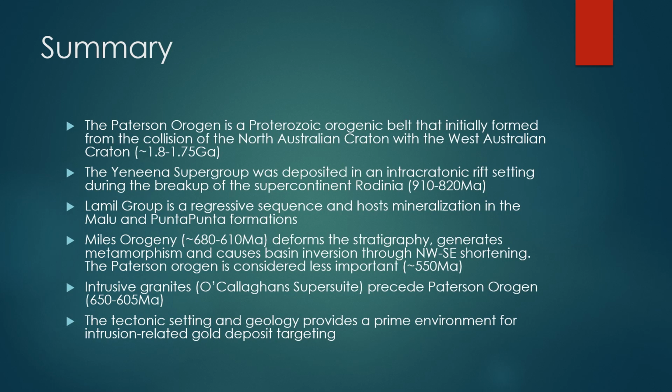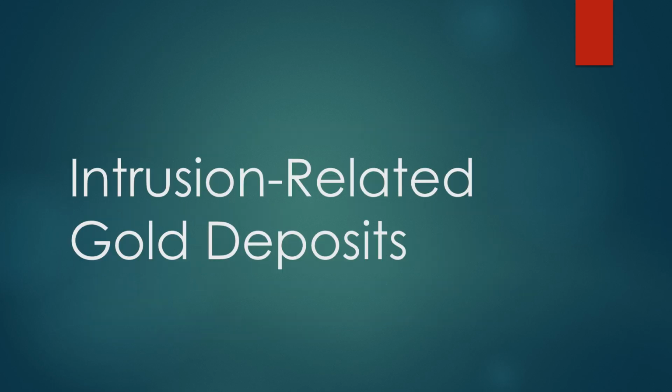And here is a summary of all that information I've presented previously. Feel free to pause it and read as you wish. The Miles orogeny time frame is a little bit debated in the literature, so I've just quoted this one here. But the bottom line is that the tectonic setting, the local geology, and the fact that the granites are I-type provide a prime environment for intrusion-related gold deposit targeting, which is what we're going to be focusing on. So that brings us on to intrusion-related gold deposits. This next section is going to focus on their characteristics and how we can apply that to the Paterson Orogen.